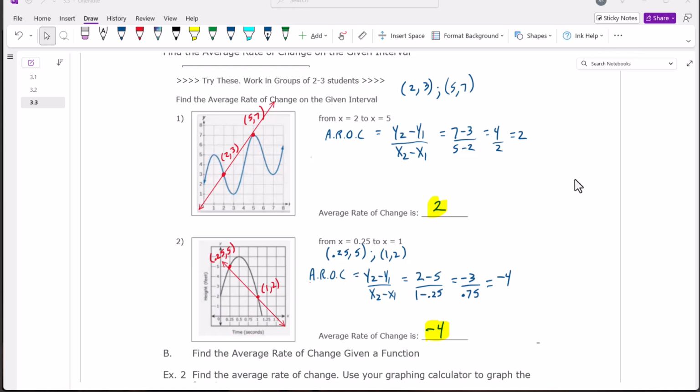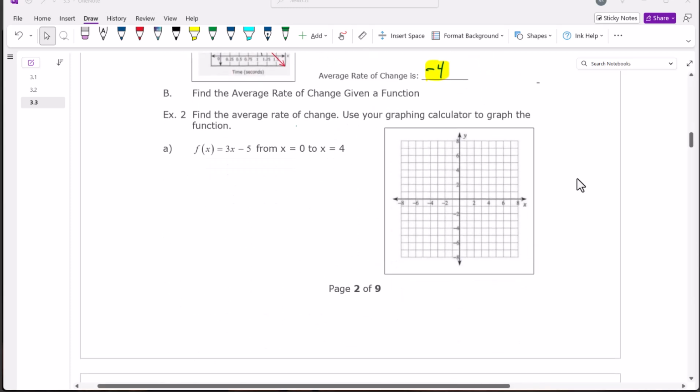Okay. Then we'll go to the next thing. We're looking at a rate of change if you're given a function this time. So if we go down to this example, what's different about this is I'm giving you a function. I'm not giving you a graph. So you still essentially do the same thing.